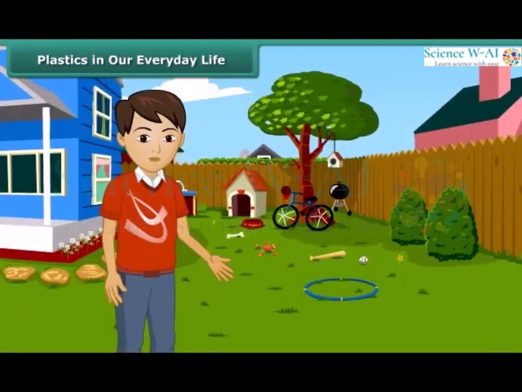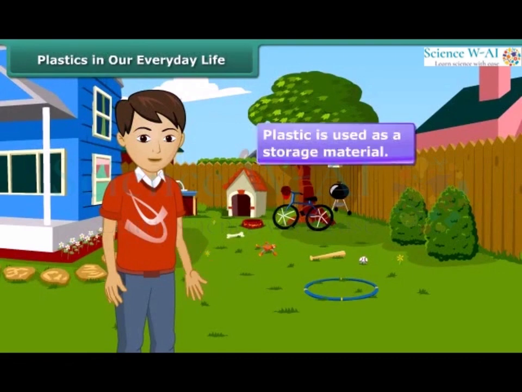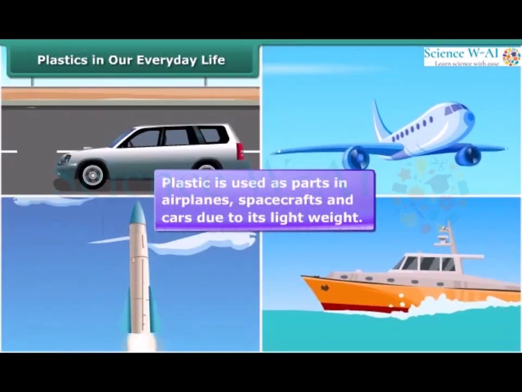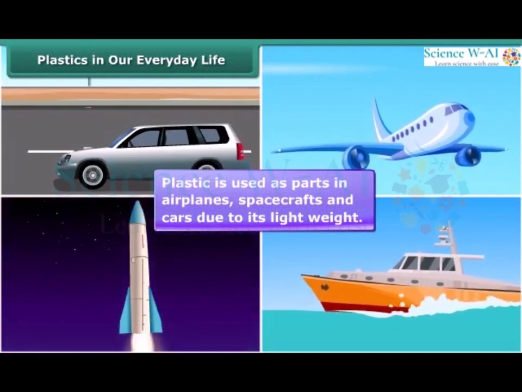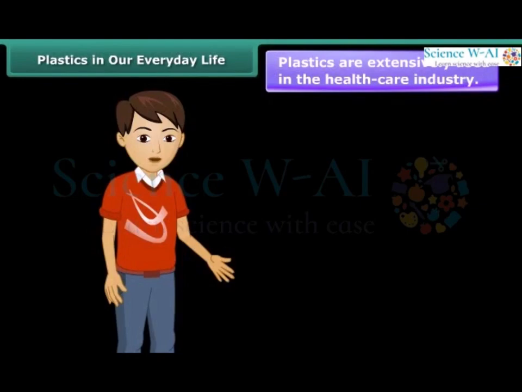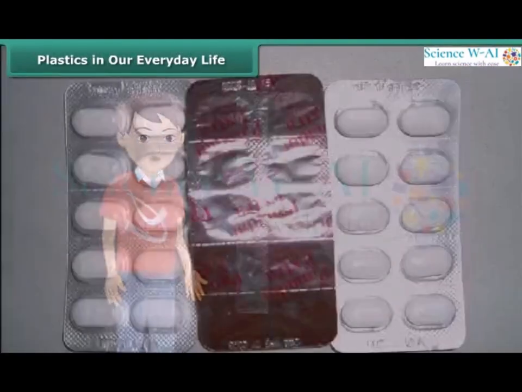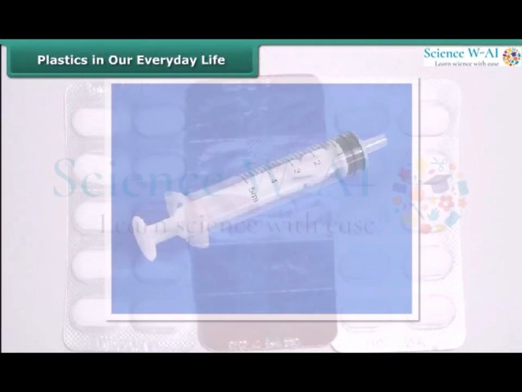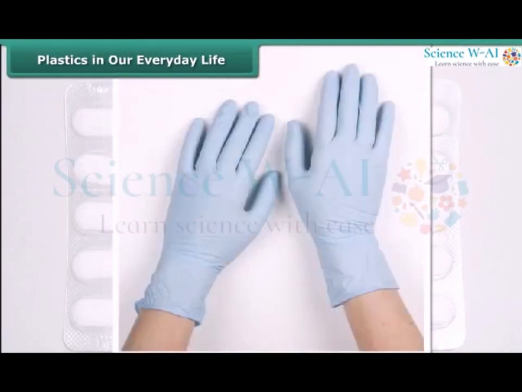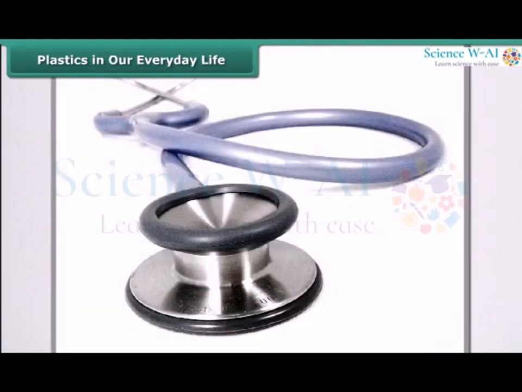Not even a single day passes when we haven't seen or used an object made of plastic. It has taken so much prominence in our lives due to a number of its properties which make it convenient to use. It is used as parts in airplanes, spacecrafts and cars due to its lightweight and strength. These are extensively used in the healthcare industry for packaging of tablets, as threads used for stitching wounds, syringes, doctor's gloves, and a number of medical instruments.